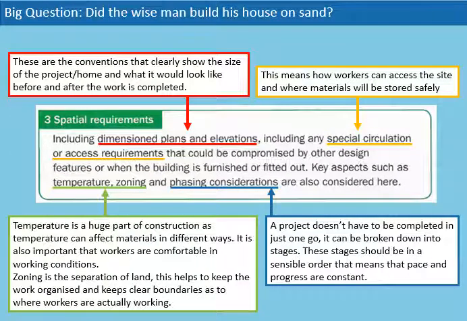So again, this is just a little reminder as to what the spatial requirements of a design brief are, and I'm just going to read through them for you. If you missed them last lesson or for the last task, then great, it's here for you again. So I'm going to read it through and then I'm going to explain what these things actually mean. So 3. Spatial requirements. Including dimension plans and elevations, including any special circulation or access requirements that could be compromised by other design features or when the building is furnished or fitted out. Key aspects such as temperature zoning and phasing considerations are also considered here. So let's start from the top and work our way down. So we're going to look at dimension plans and elevations.